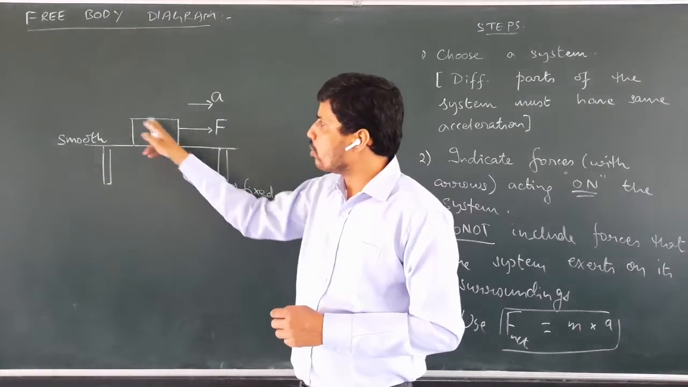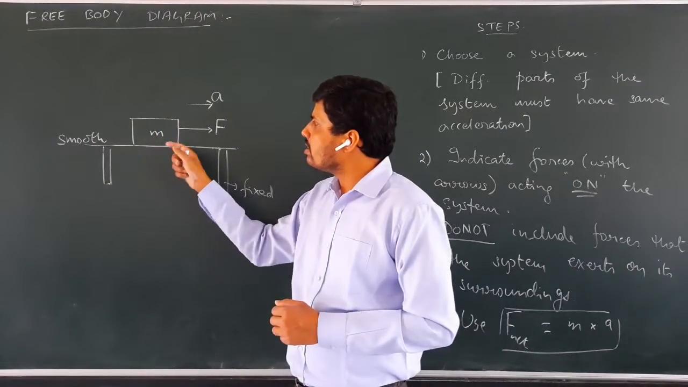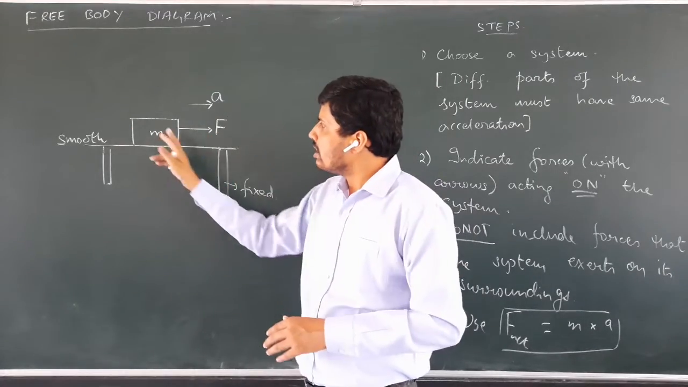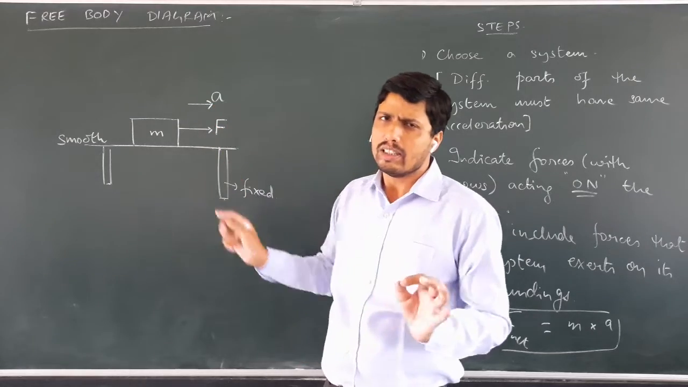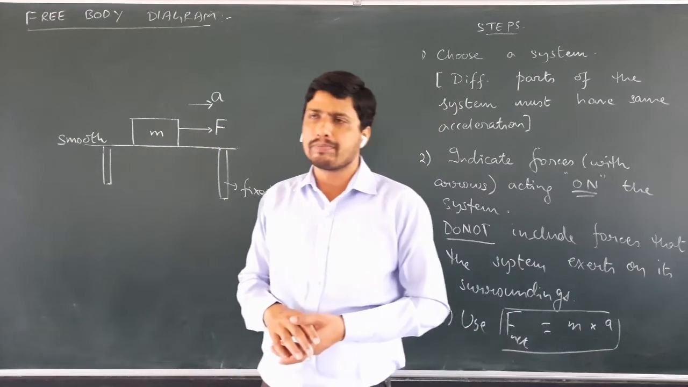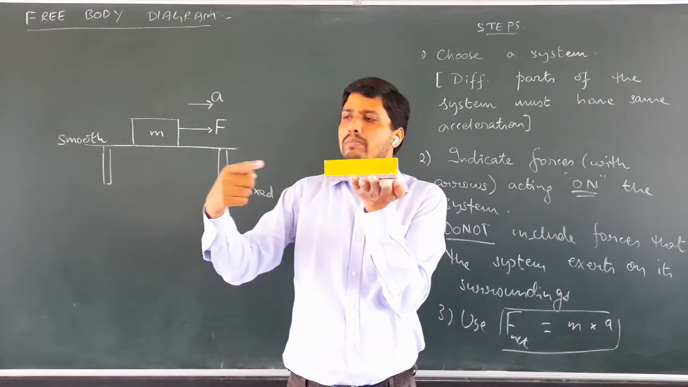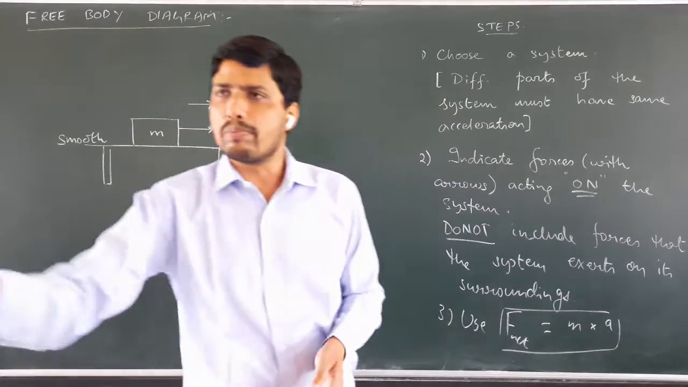On the table, we have a block whose mass is m, and on this mass somebody is applying some force F, because of which this mass will slide over this table with some acceleration a. Just a simple situation. This is the table, this is the mass, and somebody is pushing it like so. So it accelerates in that particular direction.